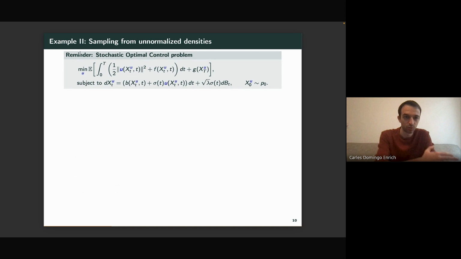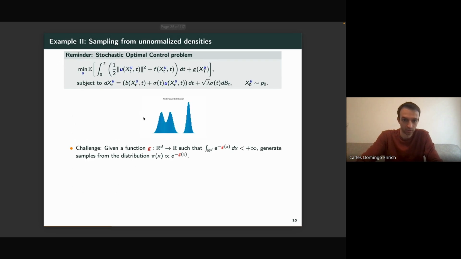Okay, this was example 1 based on robots, maybe simple to understand, but not quite what we're doing in our experiments. Example 2 is a bit more related, so that would be sampling from unnormalized densities. This is a reminder of the SOC problem up here. And now I'll talk about what sampling from unnormalized densities means. So the challenge is you're given a function g, such that the integral of e to the minus g is finite. And you want to generate samples from this distribution that's pi proportional to e to the minus g.